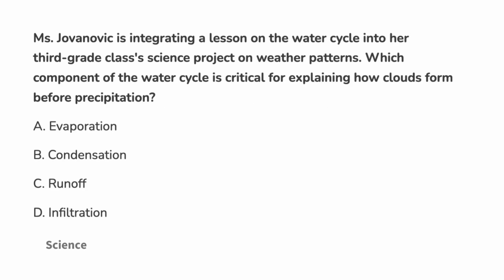Moving on, we have Miss Jovanovic is integrating a lesson on the water cycle into her third grade class's science project on weather patterns. Which component of the water cycle is critical for explaining how clouds form before precipitation? The correct response here would be letter B, and that's because condensation is critical for cloud formation, as it involves the process where water vapor cools and changes back into liquid droplets, gathering to form clouds.